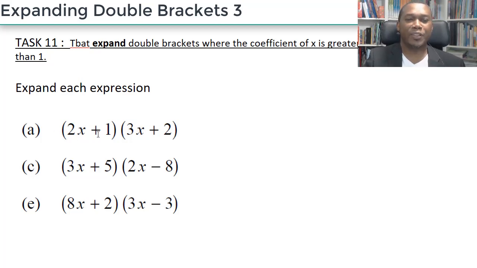So, for example, the double brackets in A take away the double brackets in C. What is that going to be equal to? So that's what we're building up.